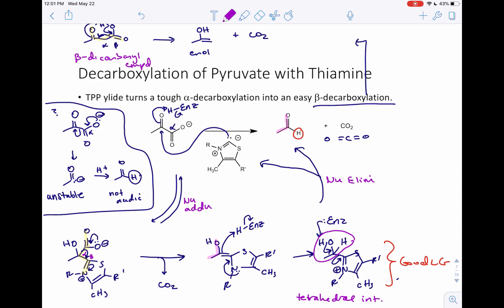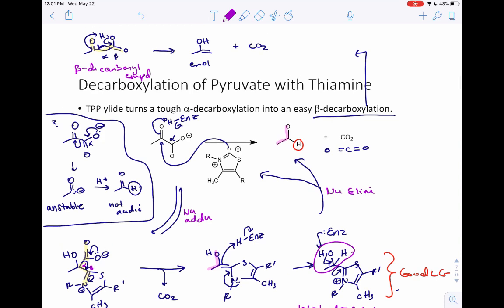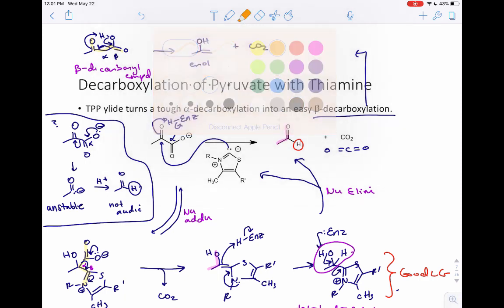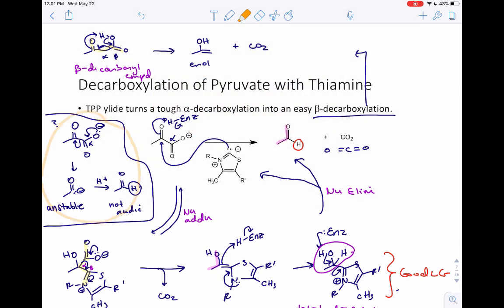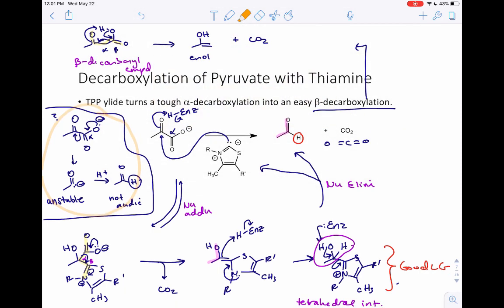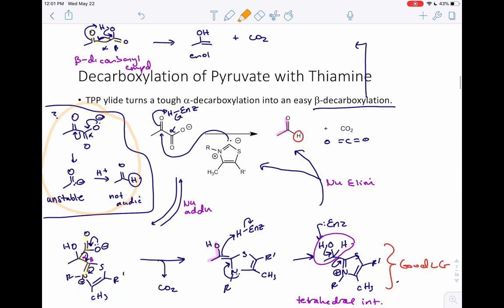So this is really amazing. TPP ylide turns what is a crazy proposal for an alpha decarboxylation into what's actually a nice, easy, normal beta decarboxylation.